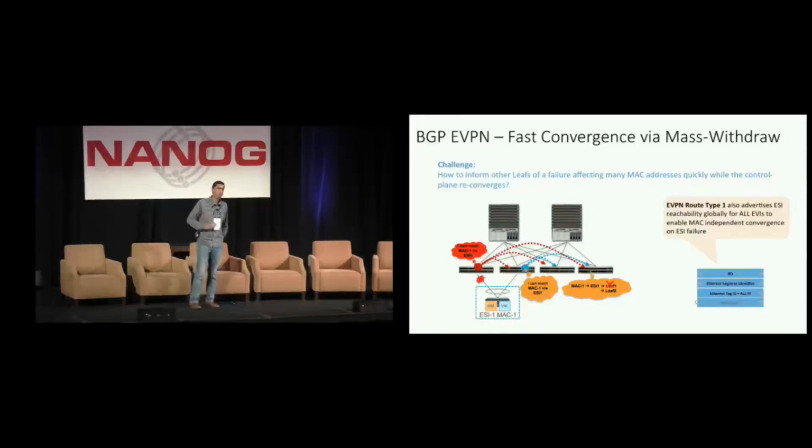So when there is a failure, by just withdrawal of the single route, the leaf is able to signal to all the remote leaves that it no longer has reachability to the ESI. And this way, the remote leaves, via how they program the forwarding plane with an indirection via ESI, are able to fix up the forwarding information in a manner that is independent of the scale of the MACs or even possibly the scale of the services that are impacted.